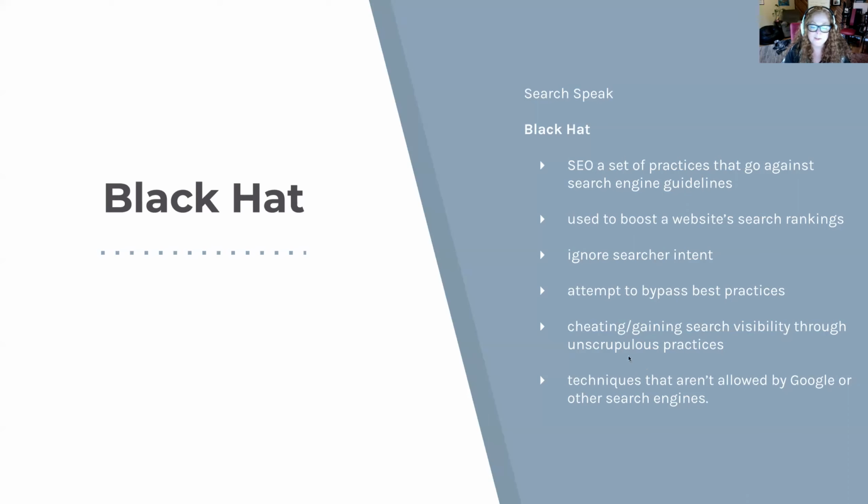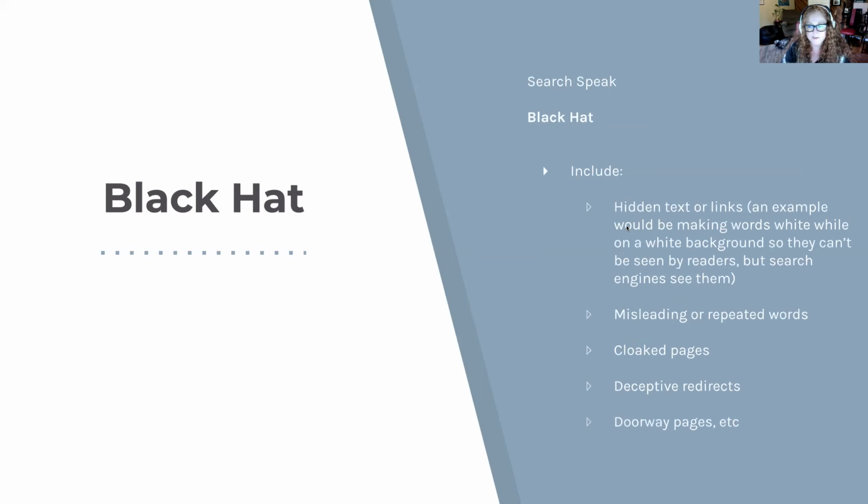But black hat SEO is techniques that aren't allowed by Google or other search engines. They're used to boost rankings, so they ignore search intent. There are things like link farms, right? They go against the guidelines. They can include things like hidden text. I'm sure you've seen it. If you go to a website and they have white space and there's actually white text on it, that's bad. Misleading or misrepresenting words, cloaking pages, so hiding pages, hiding words, deceptive redirects, and doorway pages.